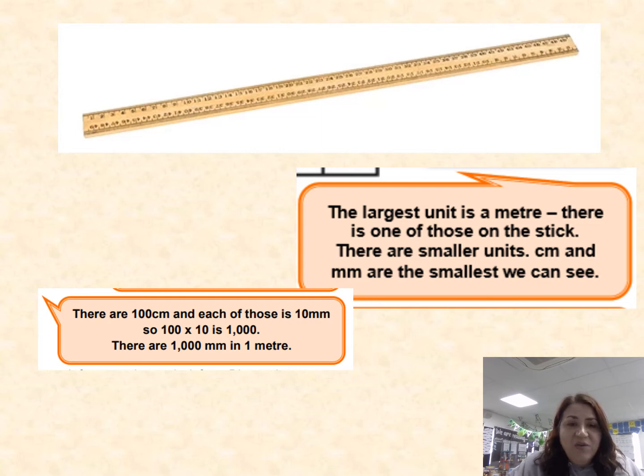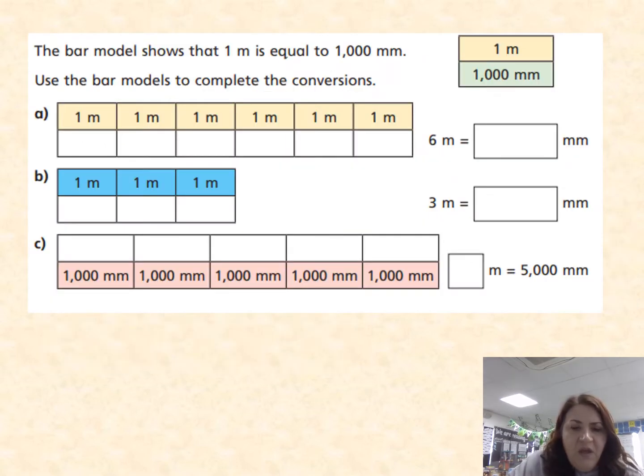There are 1,000 millimetres in a metre, and now we've got our prefix there, haven't we? Milli, because there are 1,000 of them in 1 metre. Okay, 1,000 millimetres in a metre. There's our 1,000. There's our milli being 1,000. Right. This bar model shows that 1 metre is equal to 1,000 millimetres, as we've just said.